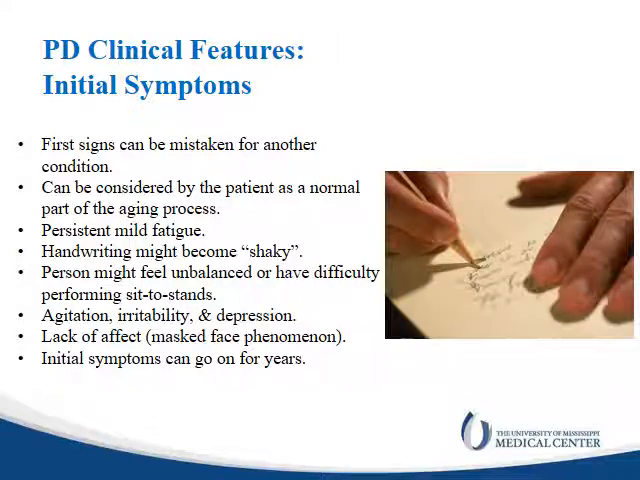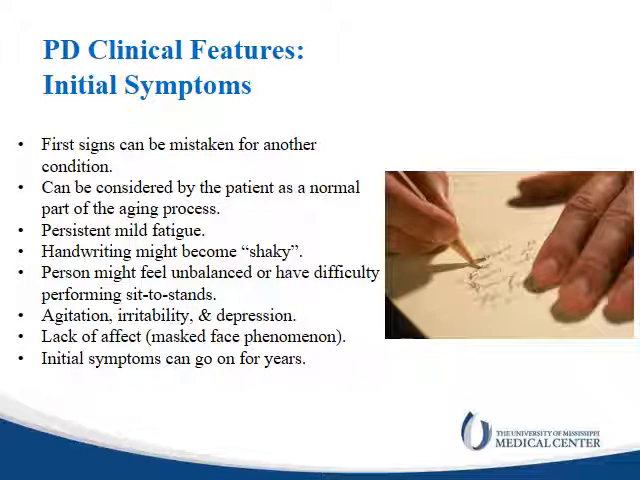Or a person might feel unbalanced or have difficulty performing sit to stand, meaning getting out of the chair or out of a car, but mild. Agitation, irritability, depression can be part of the first symptoms of Parkinson's disease, but it's very non-specific. And the lack of affect, the so-called masked facial phenomena, can be the first presentation of Parkinson's disease. Those symptoms can be present for years until the patient develops much more classic Parkinson's symptoms, and then starts to see a doctor.